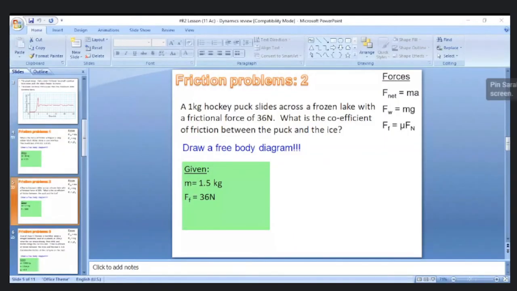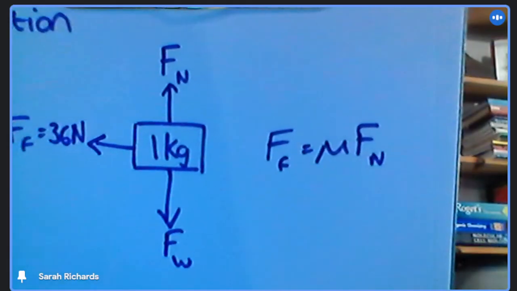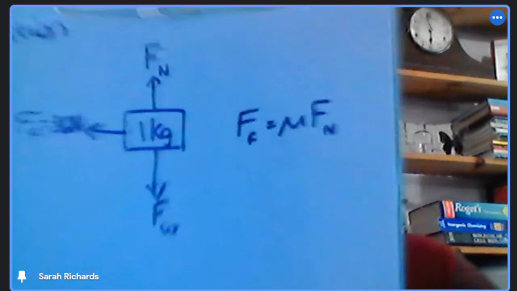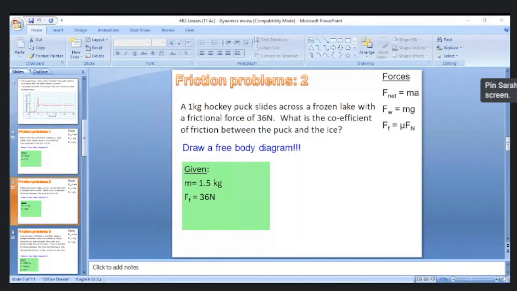Okay, so again, I'm going to use my equation. My force of friction is equal to my coefficient multiplied by my normal force. There's my equation that I've written out, same as last time. So again, my ice hockey puck is neither sinking into the ground nor floating in the air, so the normal force will be equal and opposite to the force of the weight of the hockey puck.